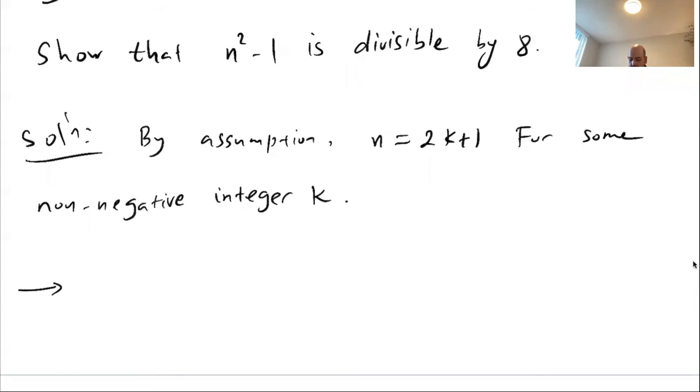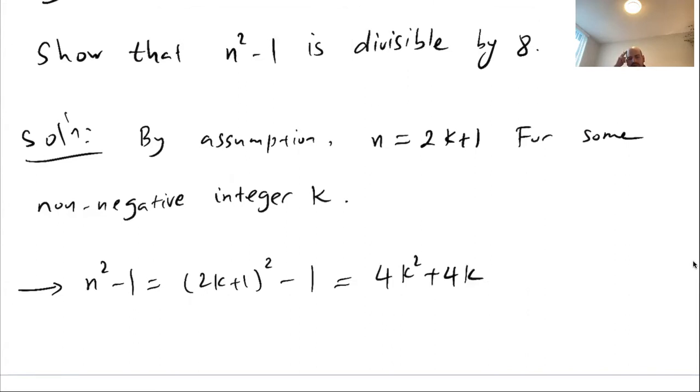So n squared minus 1 would be (2k plus 1) squared minus 1. So that's going to be 4k squared plus 4k, right? Because then I will have (a plus b) squared equals a squared plus b squared plus 2ab. So I will have a plus 1 term, which cancels with the minus 1 term, and I'm going to be left with 4k squared plus 4k. And then this one, I can write as 4k times (k plus 1). So we can already see that n squared minus 1 is divisible by 4 because it's 4 times a number.